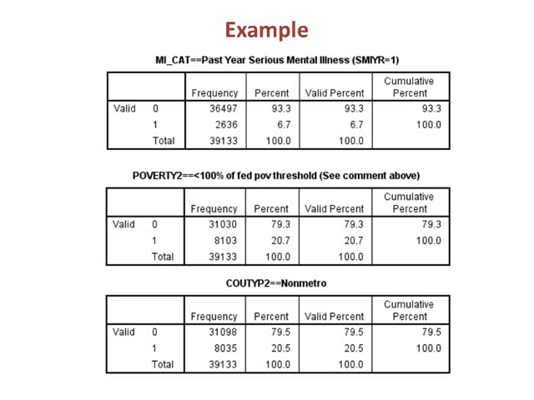The independent variables, also dichotomous, measure whether a person lives at or below the poverty level and whether the person lives in a non-metropolitan area.